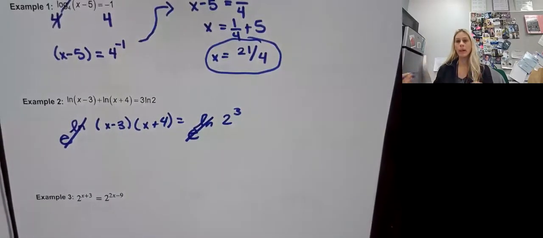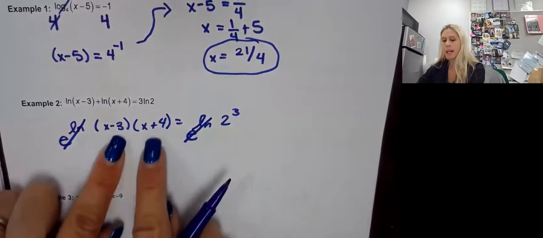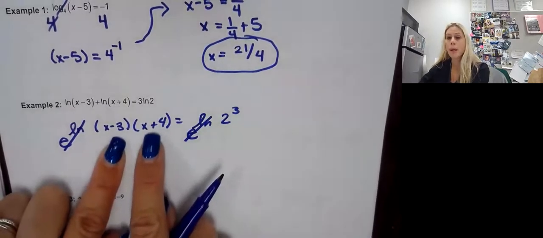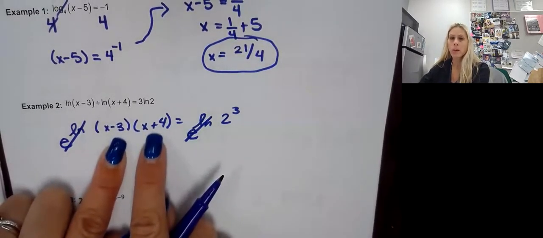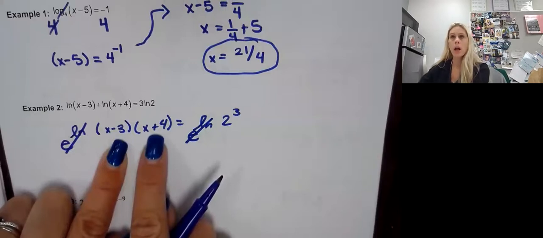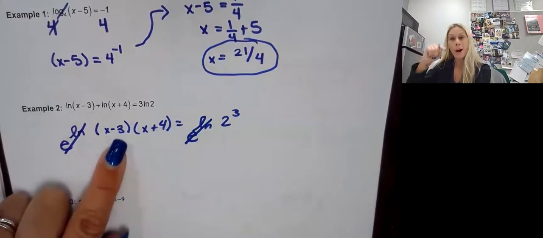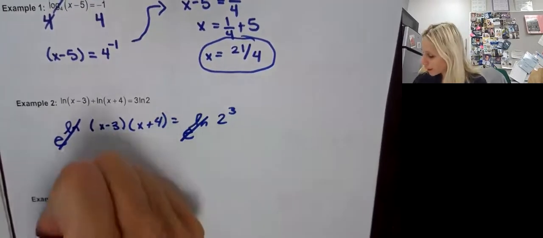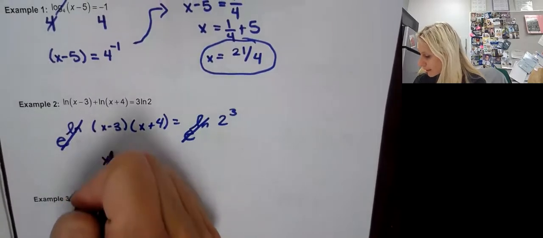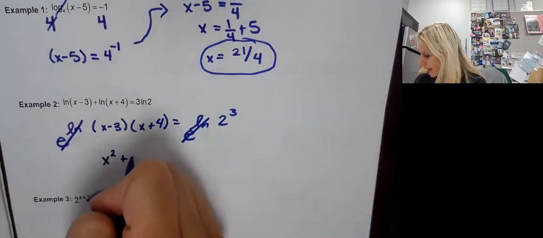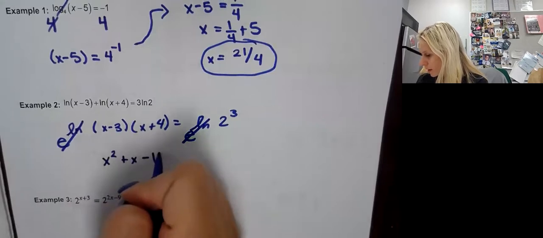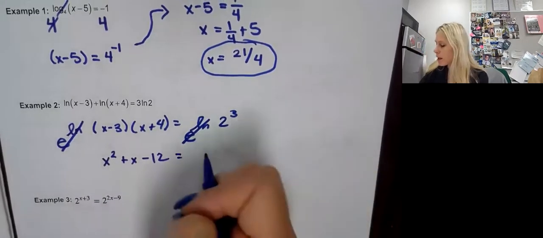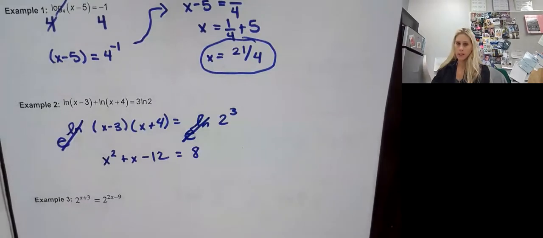Now, we're still solving for x, so let's remember what we have to do to put things together, take them apart, get x by itself. Here we have 2 binomials multiplied by each other, so let's multiply that out. Some of you might multiply it by the box method. Some of you might do FOIL. You do whatever you need. But what we should get when we multiply that out is x squared plus x minus 12, and then equals, and 2 to the 3rd is the value of 8.